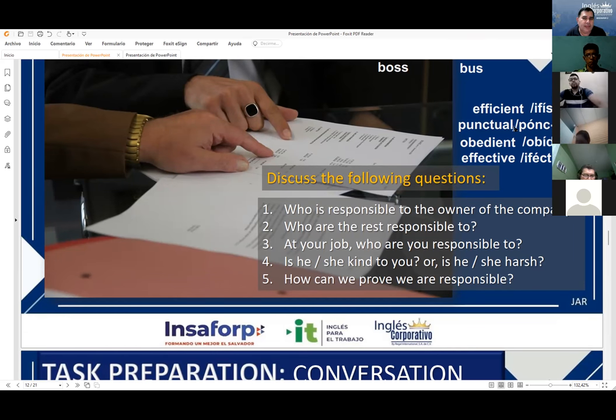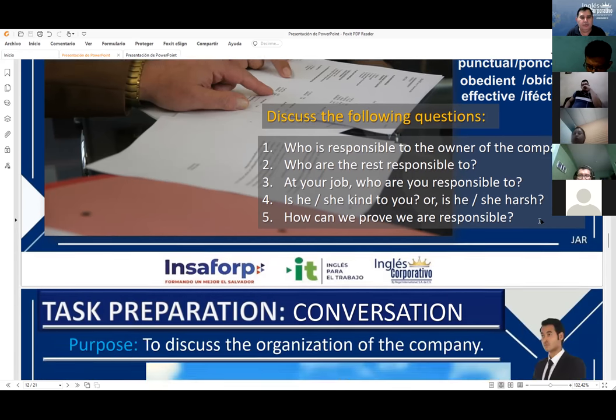How can we prove we are responsible? Being, siendo, being. Being efficient, being punctual, being obedient, being effective. Siendo eficiente, siendo puntual, siendo obediente, siendo efectivo. Okay. Right? That's the idea. Being efficient, being punctual, being obedient, being effective. Okay. Questions? No questions. Okay. Then let's continue.